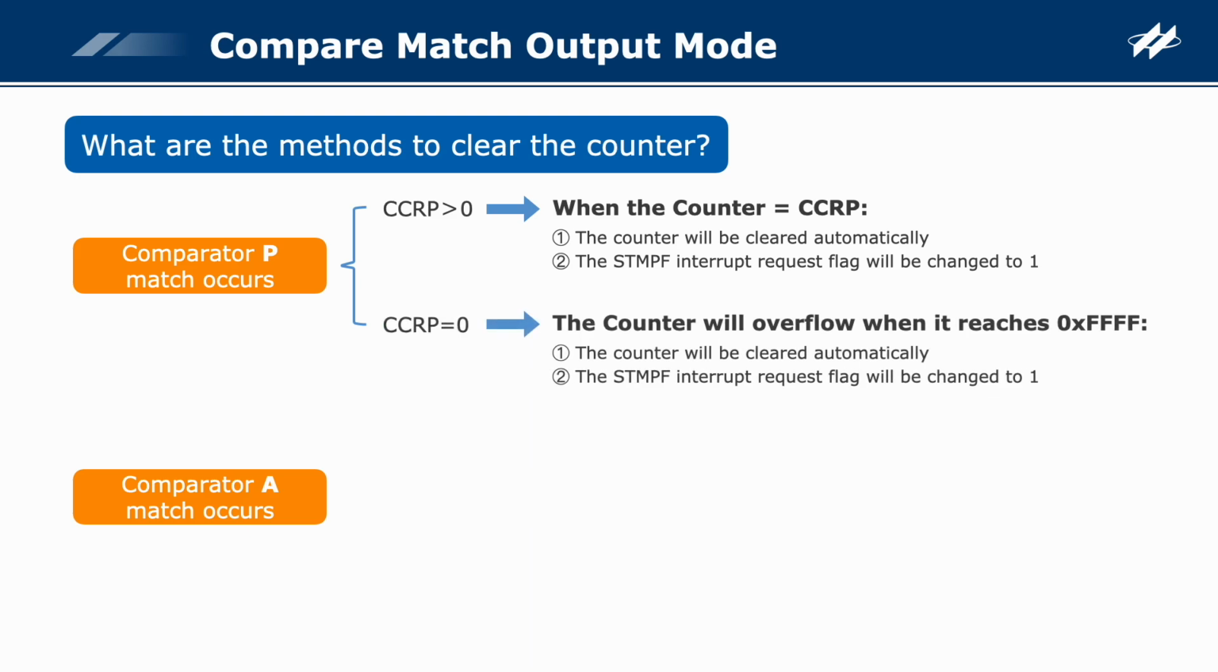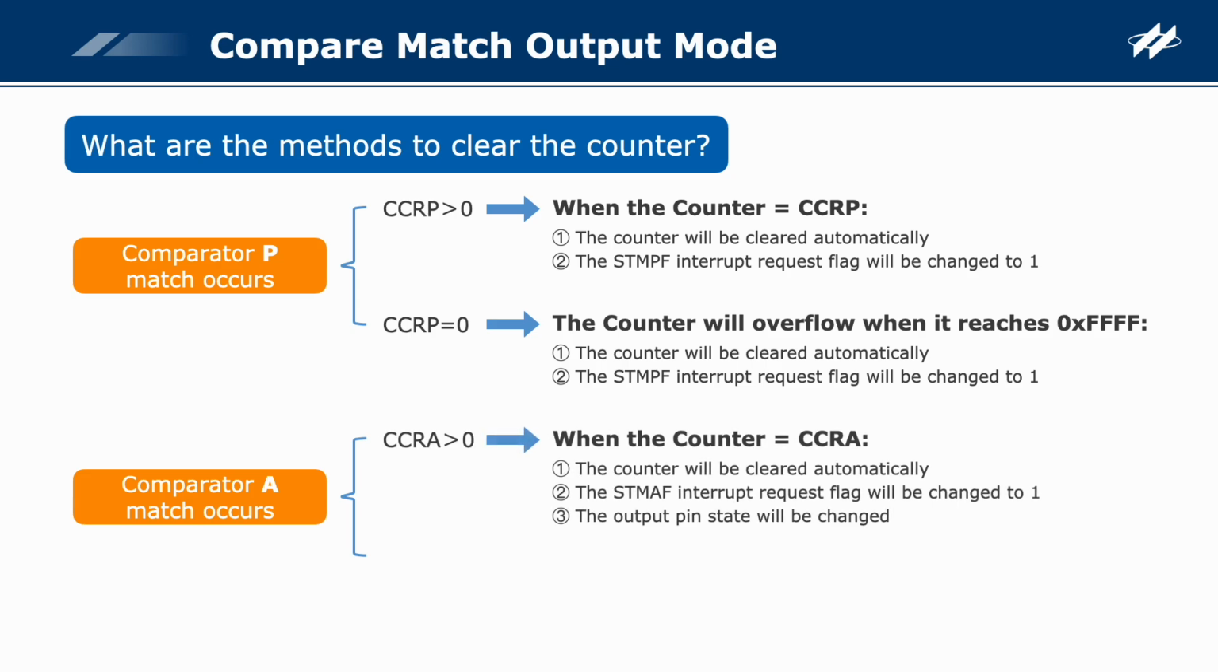If the CCRP preset value is equal to 0, after the counter overflows, that is, the count value exceeds hex FFFF, the counter will be automatically cleared to 0 and the STMPF interrupt request flag will be changed to 1. The comparator A match clear condition is also divided into 2 types. If the CCRA preset value is greater than 0, when the counter value is equal to the preset value, the counter will be automatically cleared to 0. The STMAF interrupt request flag will be changed to 1 and the external pin state will be changed.